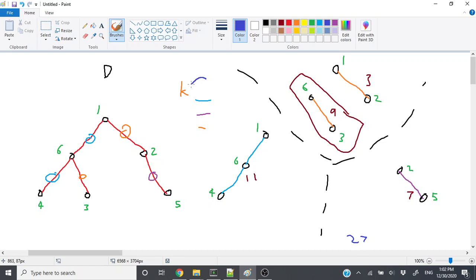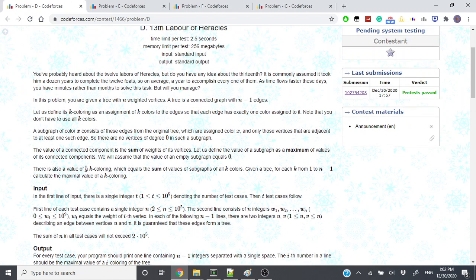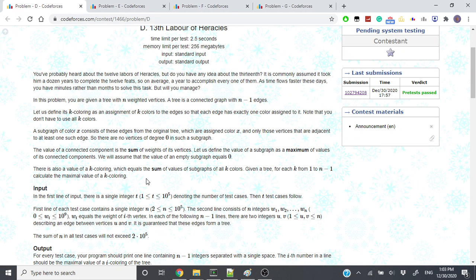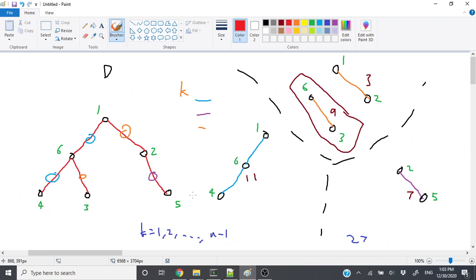So we're interested in finding the maximum value of a possible coloring. But that's not all. What we actually have to do is solve it for all possible values of k. That is, we have to solve it for k equals 1, 2, ..., n minus 1, because we have n minus 1 edges. Having more than n minus 1 colors is pointless. And we have to solve for all of them at once. Of course, n is huge, 10 to the 5th, so there's no brute force that can happen. So that's the statement. Let's get into the solution now.